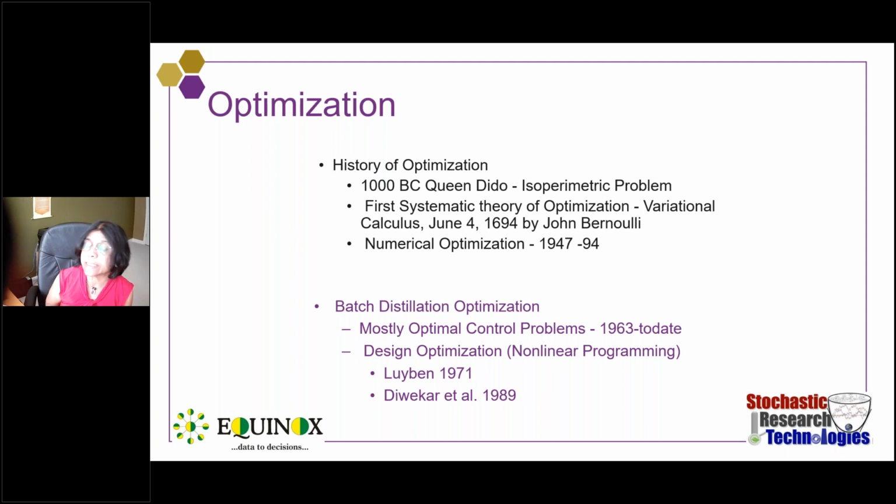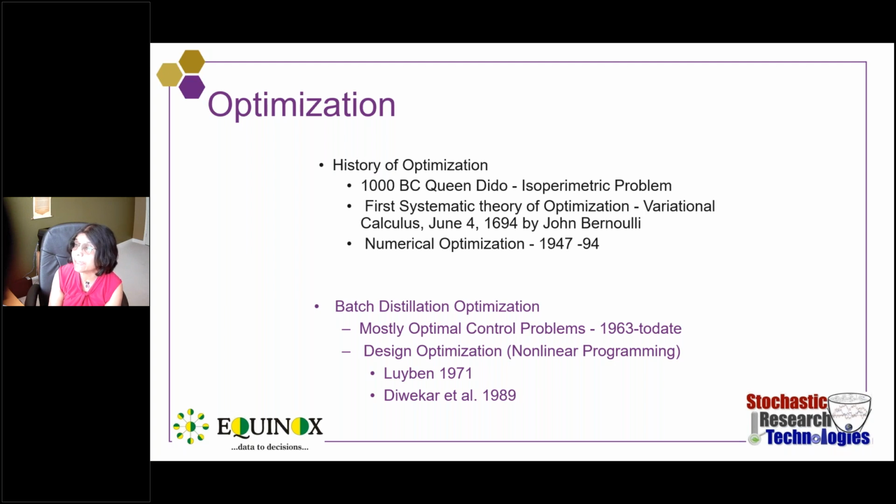If you look at optimization of batch distillation, and if you look at optimization literature as such, optimization literature in the Western scientific world, they identify the first optimization problem as proposed in 1000 BC by Queen Dido. Queen Dido was in Africa, and she was a queen of Carthage, a city near a sea, and she wanted to build an arena for games.